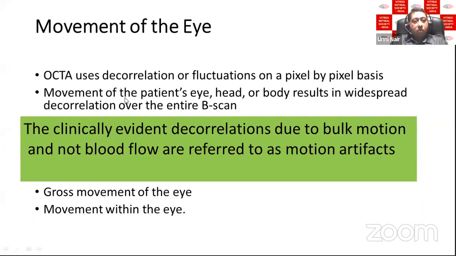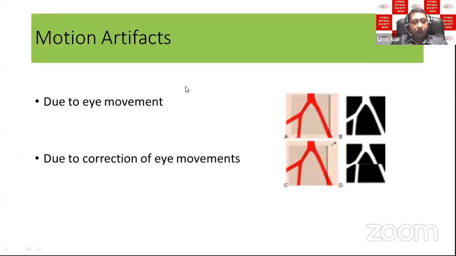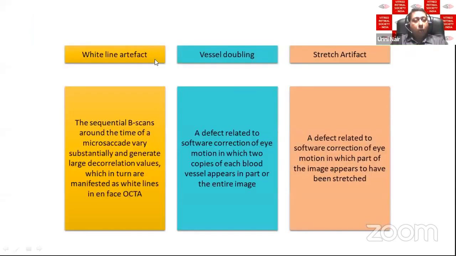The other thing I'd like to talk to you about is artifacts due to movement of the eye. There are two types of movements. One is because of gross movements of the eye, and the second is movements within the eye. And artifacts can be due to either movement or the machine correcting the movement. A white line artifact is when, because of a sudden saccade, it looks like a movement, so you get a white line in between. Vessel doubling and stretching is because of the correction of the movement of the eye. That's a software correction, and you get these.